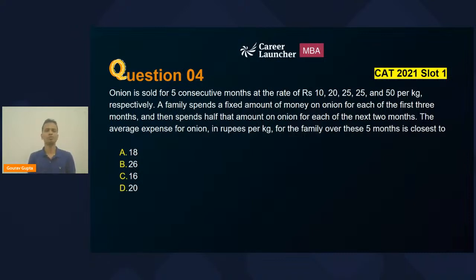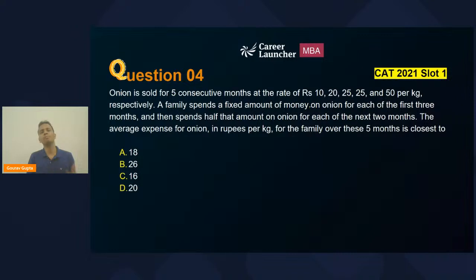The question says that onion is sold for 5 consecutive months at a rate of rupees 10, 20, 25, 25 and 50 per kg respectively. A family spends a fixed amount of money on onion for each of the first 3 months and then spends half that amount on onion for each of the next 2 months. So for the first 3 months, they are spending an equal fixed amount, and then for the last 2 months, they are spending again a fixed amount, which is half the amount spent earlier every month. Now, the average expense for onion in rupees per kg for the family over these 5 months is closest to which of the following options?